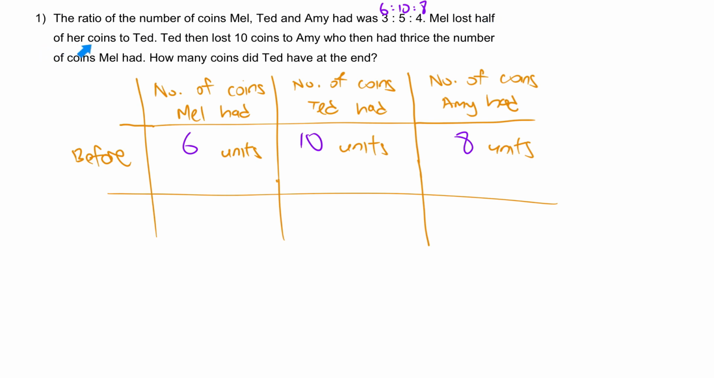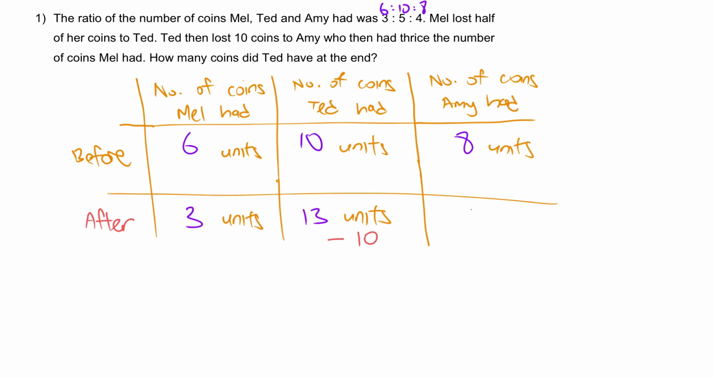Mel lost half of her coins to Ted. Let's construct the after table. Mel had 6 units, so after losing half of it, she should be left with 3 units. Lost to Ted, so Ted will gain the 3 units to become 13. After that, Ted then lost 10 coins to Amy. So we need to minus away 10 coins from Ted and give it to Amy.